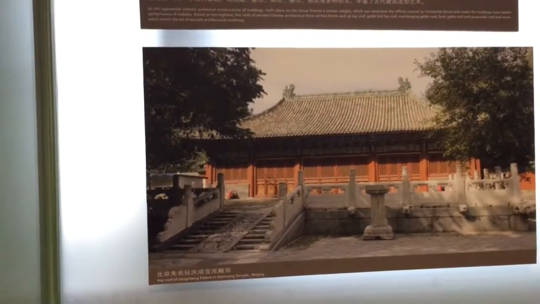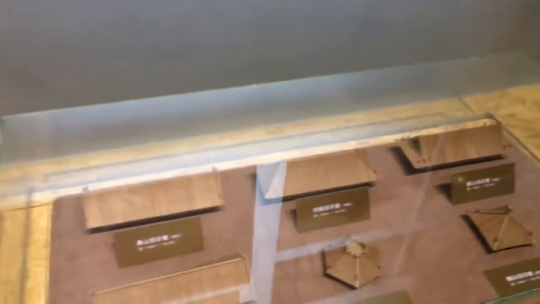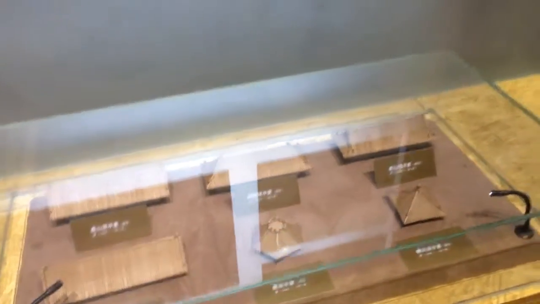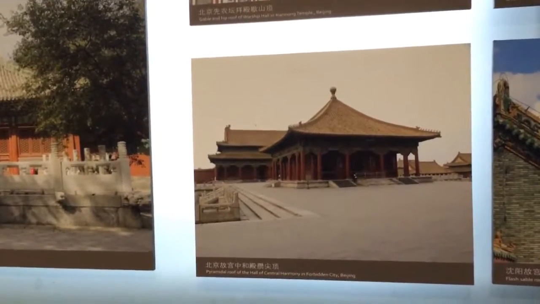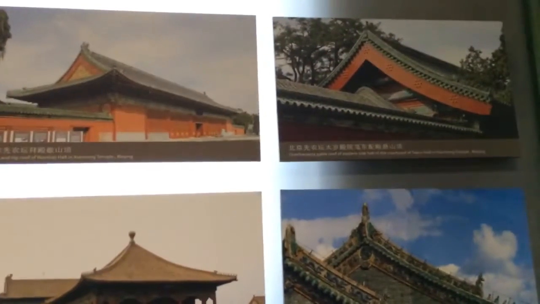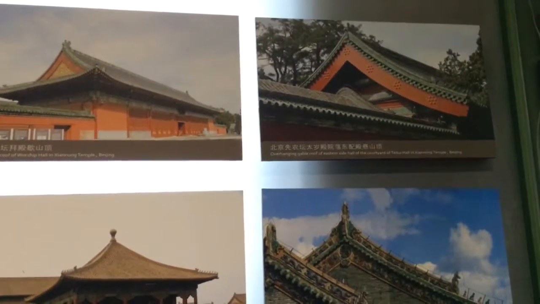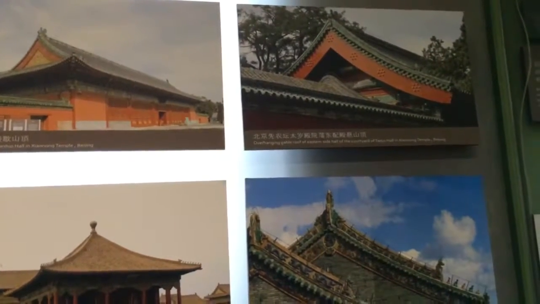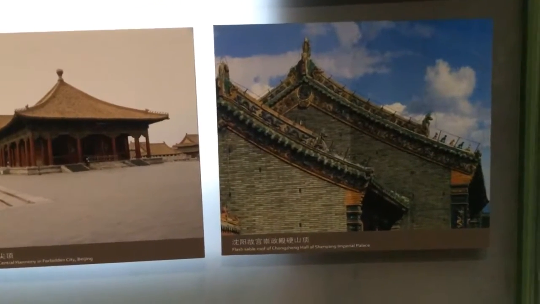Hip roof of Qingzheng Palace, Xiannong Temple, Beijing. Different style roof. Pyramidal roof, Central Hall of Central Harmony, Forbidden City. Gable and hip roof of Worship Hall, Xiannong Temple. Overhanging gable roof of Eastern Side Hall, courtyard of Taisui Hall of Xiannong Temple. Flush gable roof of Chongzheng Hall, Shenyang Imperial Palace.